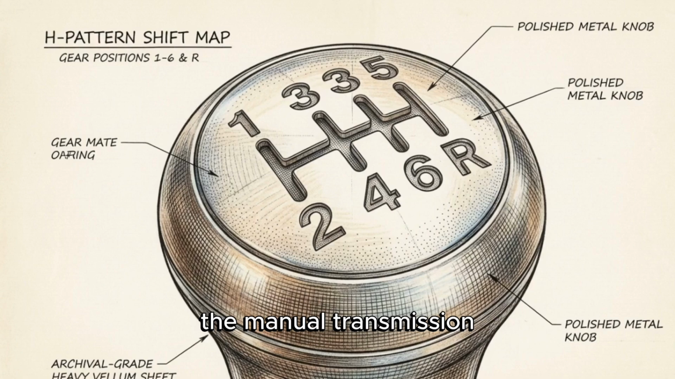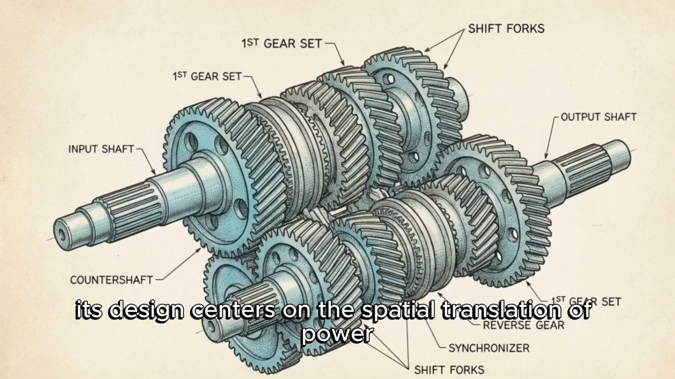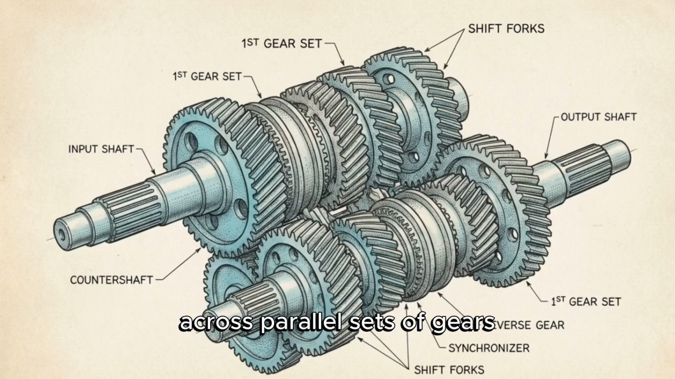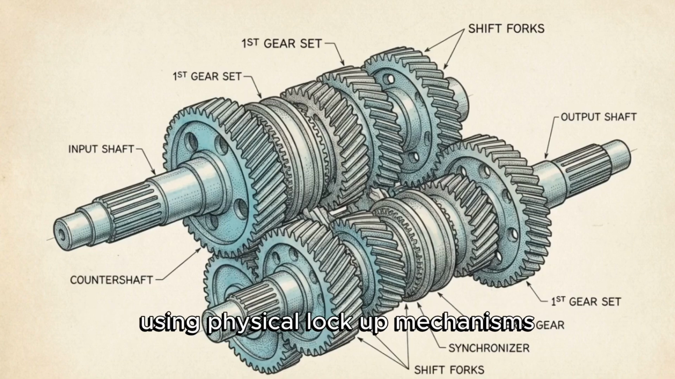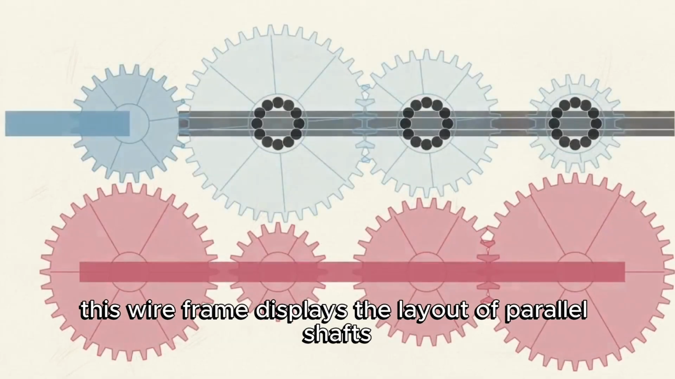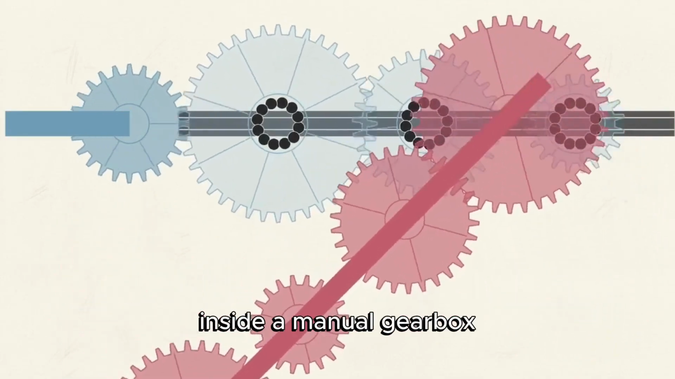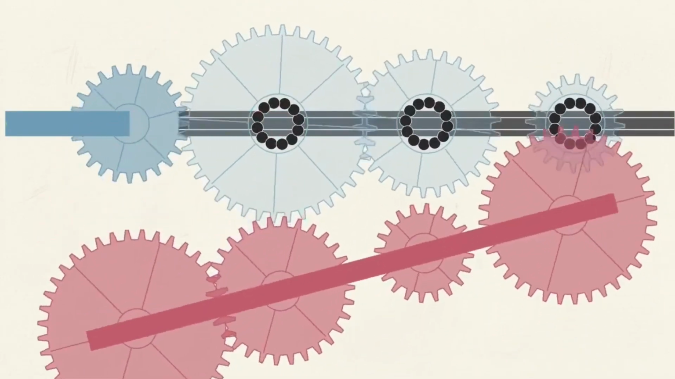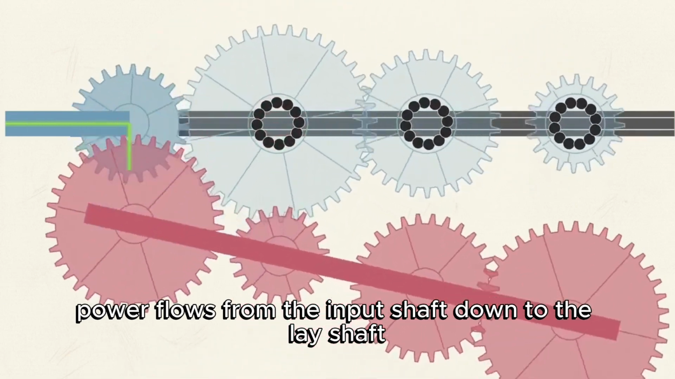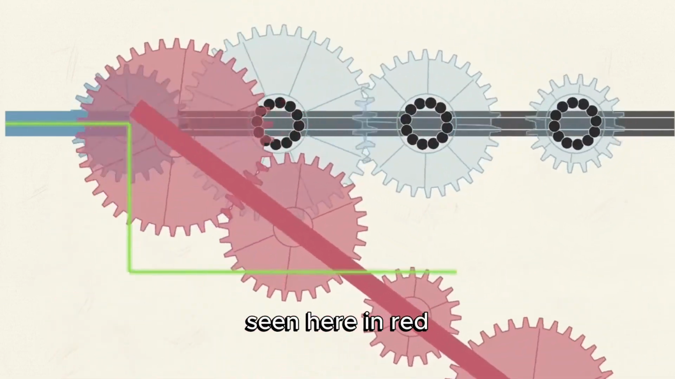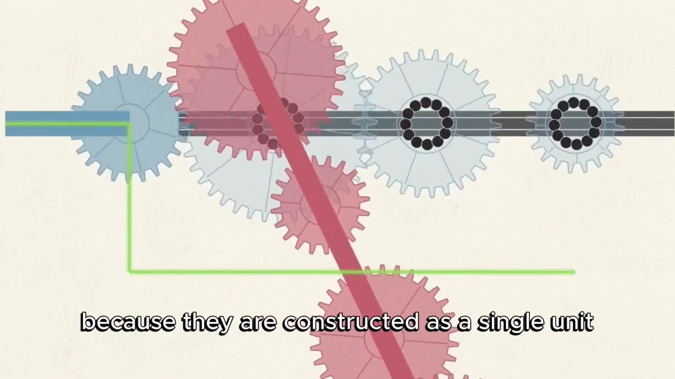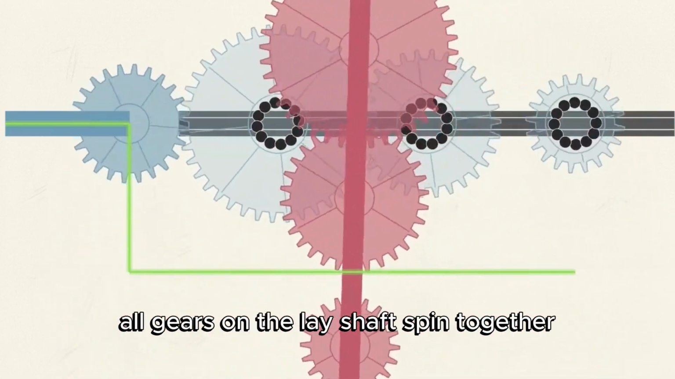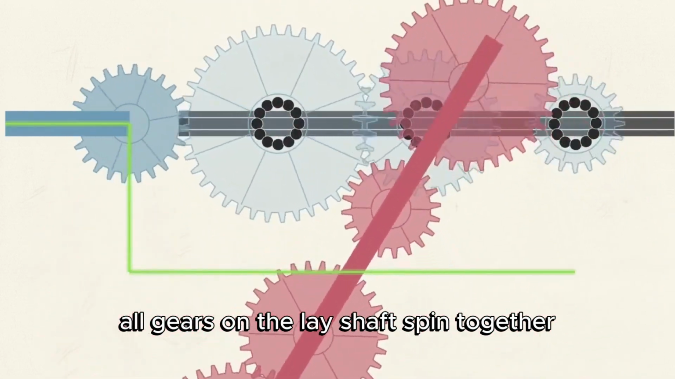The manual transmission relies on a different architecture. Its design centers on the spatial translation of power across parallel sets of gears using physical lockup mechanisms. This wireframe displays the layout of parallel shafts inside a manual gearbox. Power flows from the input shaft down to the lay shaft, seen here in red. Because they are constructed as a single unit, all gears on the lay shaft spin together.